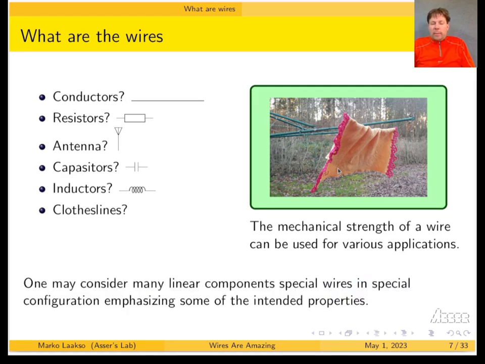One may consider many linear components, special wires in special configuration, emphasizing some of the intended properties. That's especially true for capacitors, inductors, maybe for antennas. They are, in essence, some kind of wires. They may be made really flat and close together, or they may have a particular length to behave as an antenna and so forth.